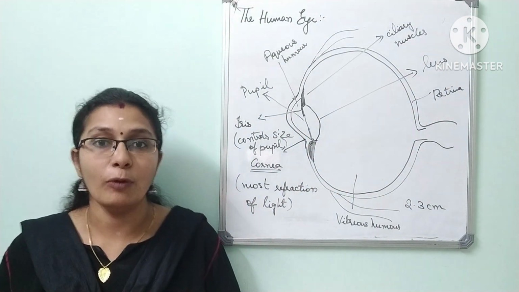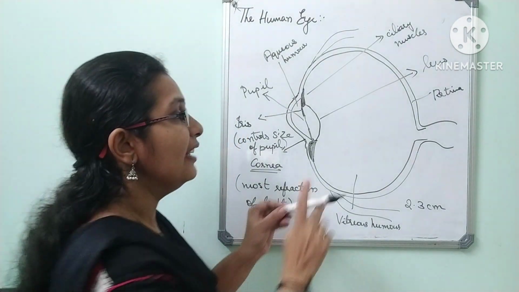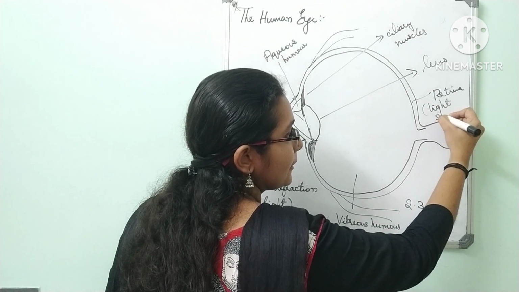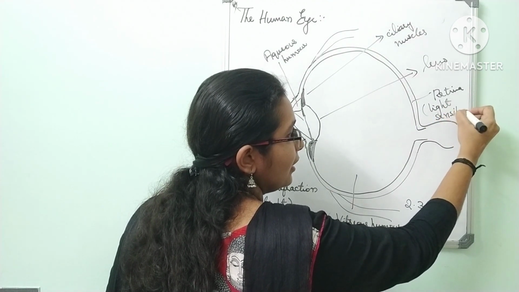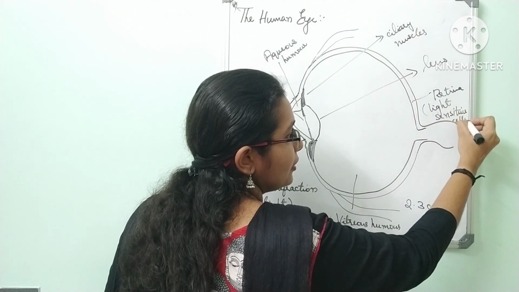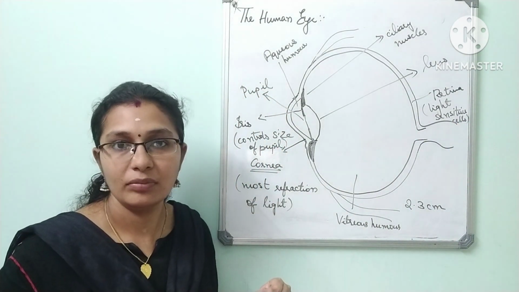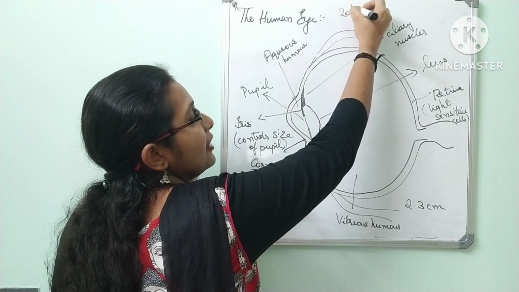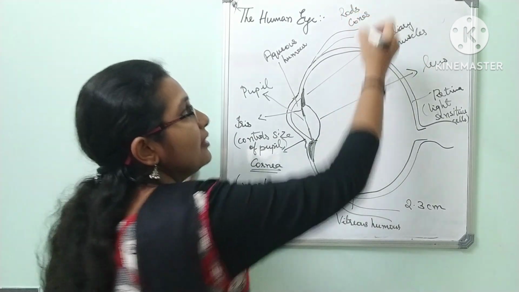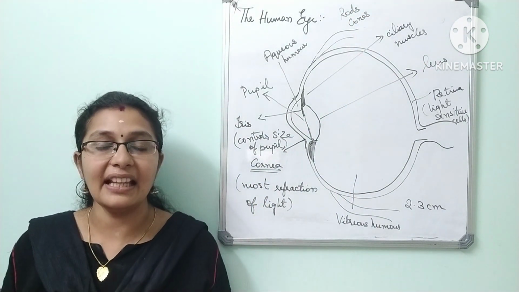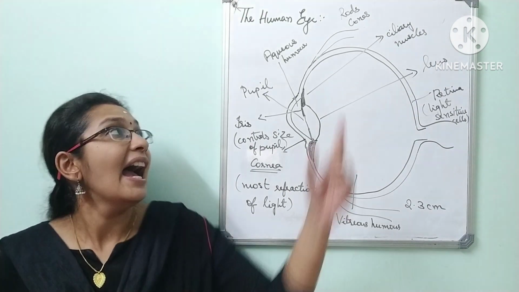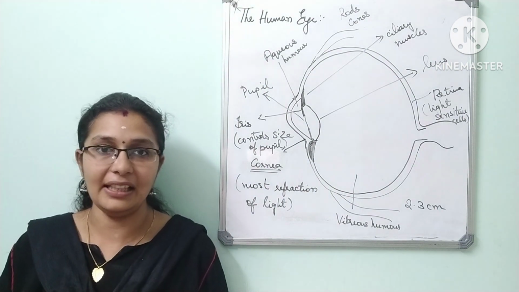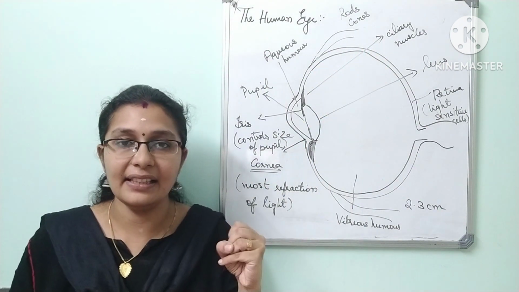Then what this retina does is, it consists of light sensitive cells, so it gets activated. It consists of two types of light sensitive cells. One is rods and the other is cones. Rods decide the intensity of light, and cones get activated depending on the color of the light. So these are the light sensitive cells.